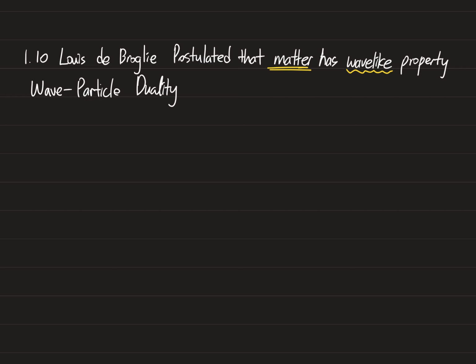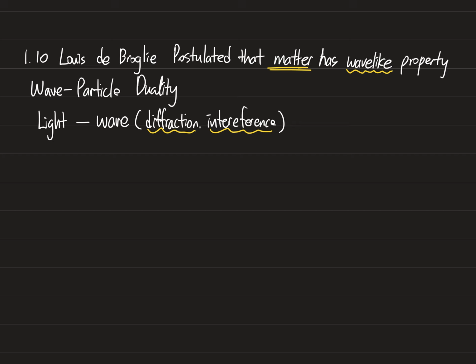For centuries, light was understood to behave as a wave. Everybody thought that light is a wave. It exhibits properties like diffraction and interference that are hallmarks of wave-like behavior. I guess you already learned diffraction and interference, so I will not discuss these two concepts here.